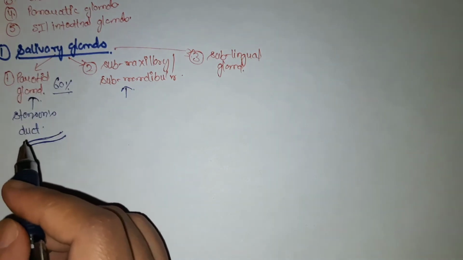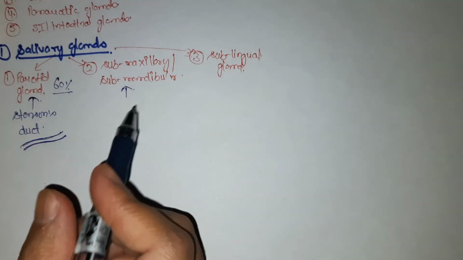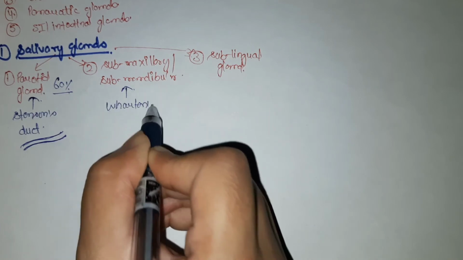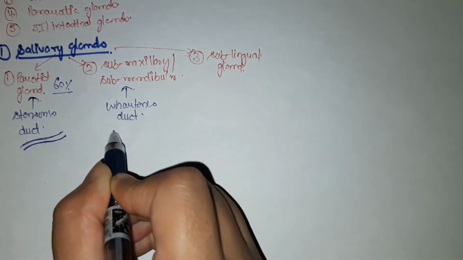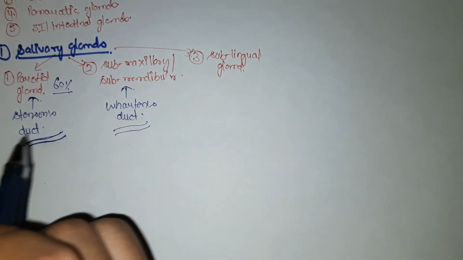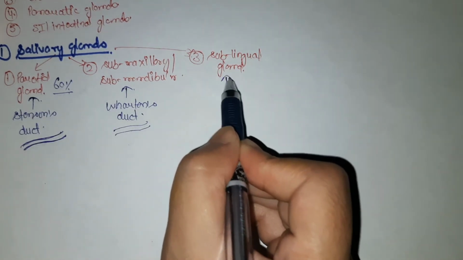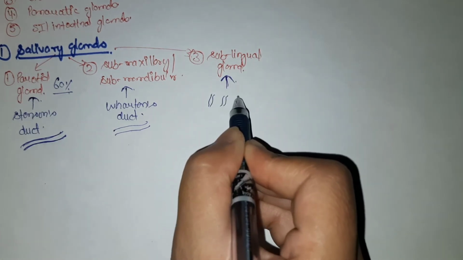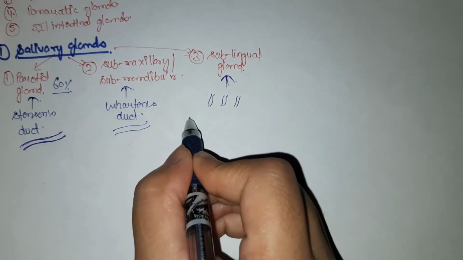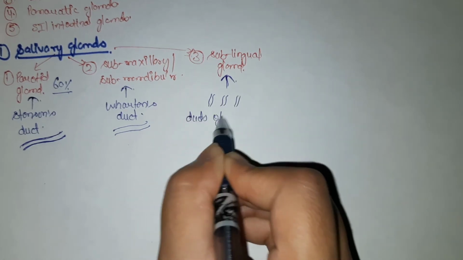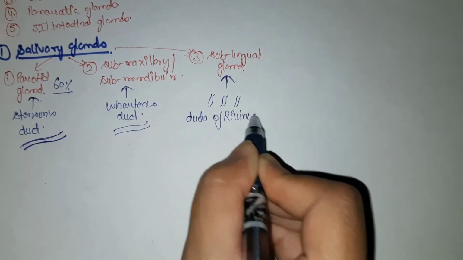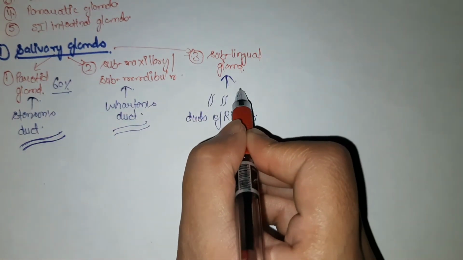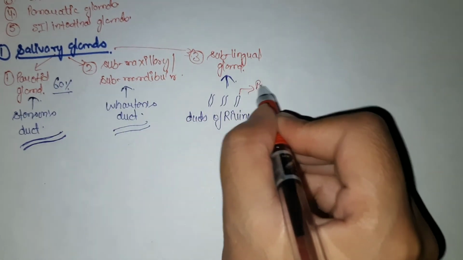Now second, the submaxillary or submandibular gland has a duct called Wharton's duct. This is also a complete duct. But the sublingual glands have small ducts. They are also called the ducts of Rivinus. And among them, the major sublingual duct is called Bartholin's duct.